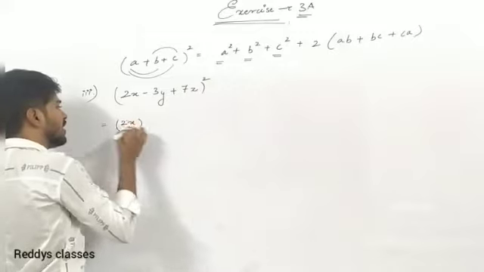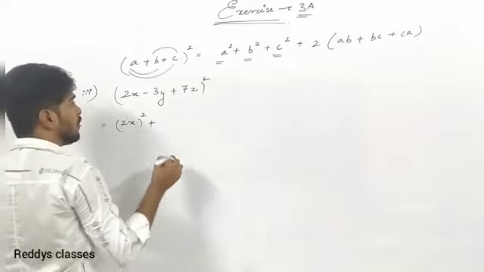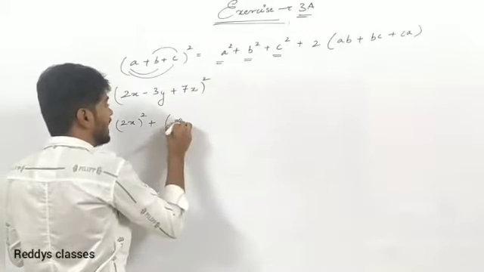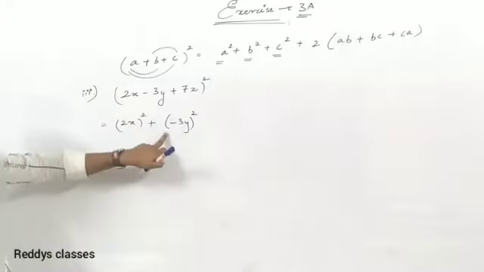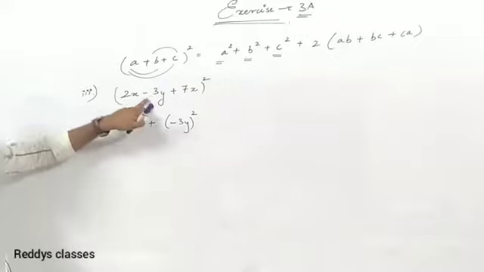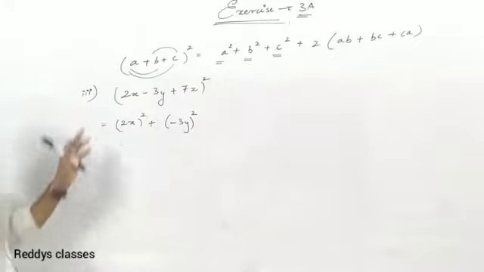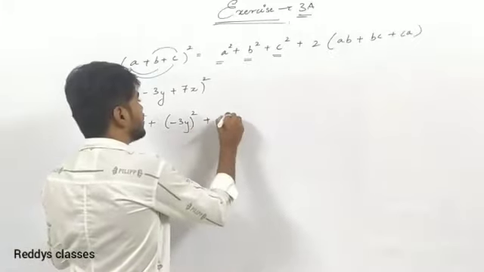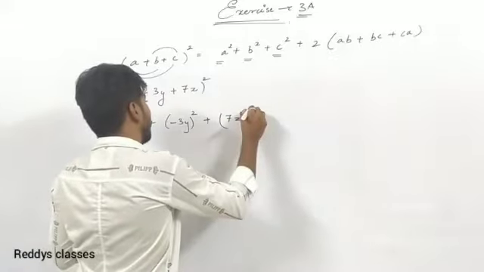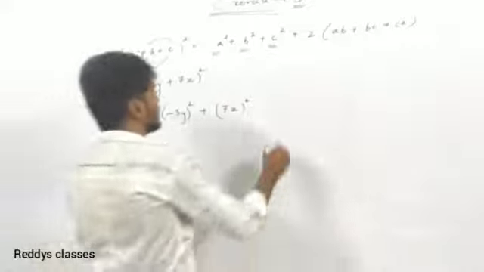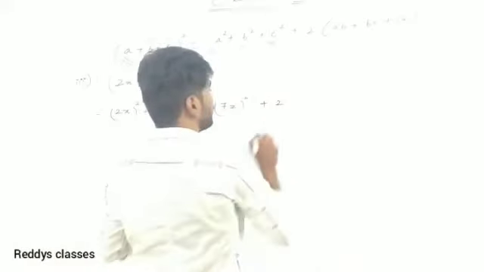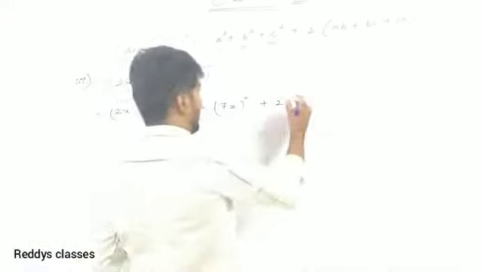2x the whole square, plus we have the value of B as minus 3y square. Okay, did you get the value of B square? Minus, this 3 is with minus. Now plus C square means 7z the whole square. A square plus B square plus C square, that's it, plus 2 plus 2. Once again we have the bracket now.